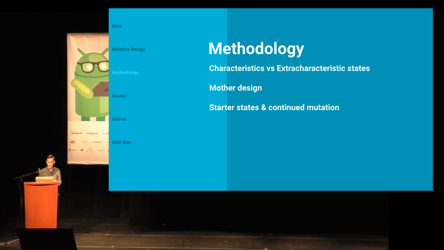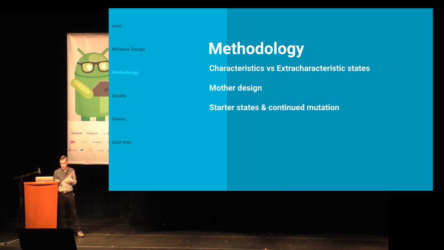So first, the most fundamental thing, when I was talking about user realities, that's characteristics and extra characteristic states. A characteristic would be something like low vision. That's just a fundamental reality about the user. Extra characteristic states would be something like changing light, data availability, things like that.